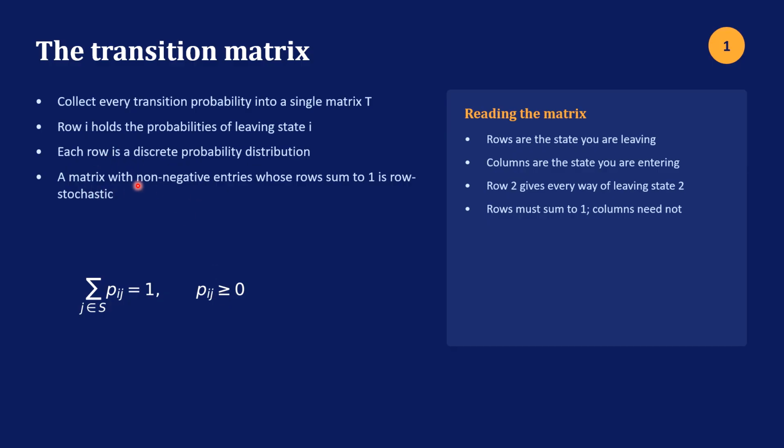In general we have a definition here. A matrix with non-negative entries whose rows sum to 1 is called a row stochastic matrix. So our matrix T is row stochastic. Here is a summary of how to view this matrix: rows are the state you are leaving, columns are the state you are entering. So for example, row 2 gives every way of leaving state 2. And as I just mentioned, the rows must sum to 1 and the columns don't need to.